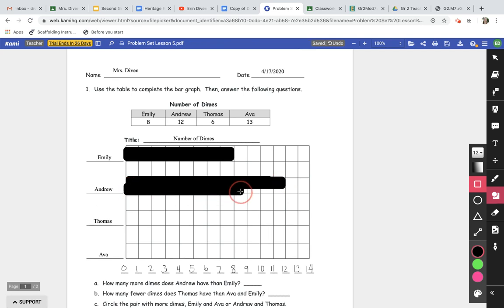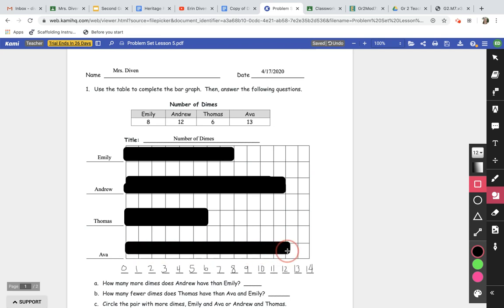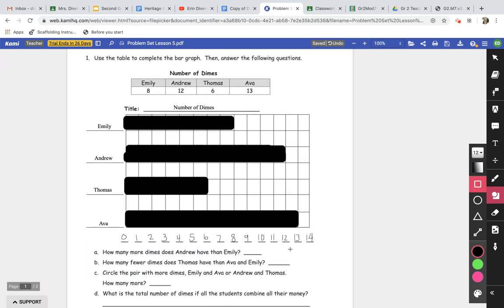And then next I'm going to be logging Thomas. Thomas has 6 dimes. So I'll start again at 0 for Thomas until we get to 6. Again, you guys can be shading these in with colored pencils or with your regular pencil. Ava has 13 dimes, so we're going to start at 0 for Ava. We're going to go all the way almost to the end, but not quite, for Ava. And then I'm just going to continue to go ahead and fill the rest of that in so that it is all black. Okay, next we can start to answer these questions.